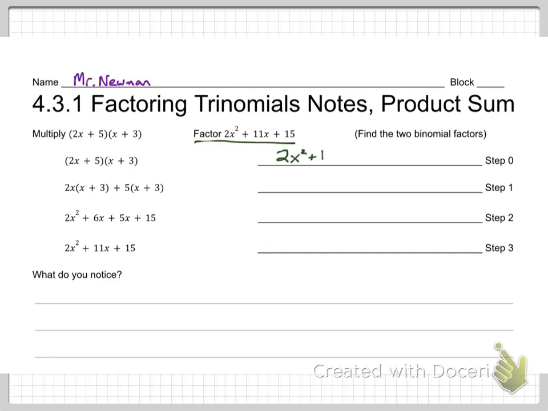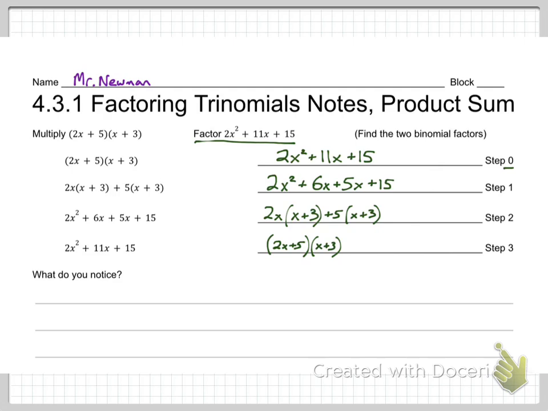First off, here is how you factor. I'm going to write down, this is step 0 because I'm just going to write down the original expression. Then I'm going to write 2x squared plus 6x plus 5x plus 15. That's step 1. Here is step 2. Here is step 3 and the answer. So that is that trinomial factored. It's 2x plus 5 times x plus 3. And I want you to jot down a few things you noticed, observations.